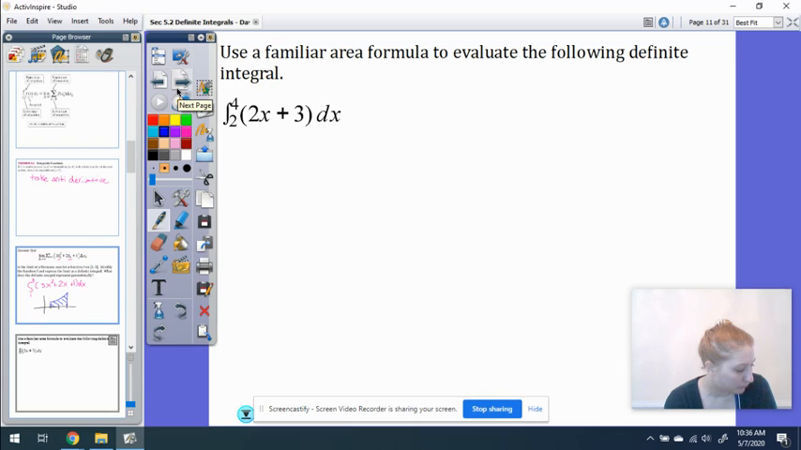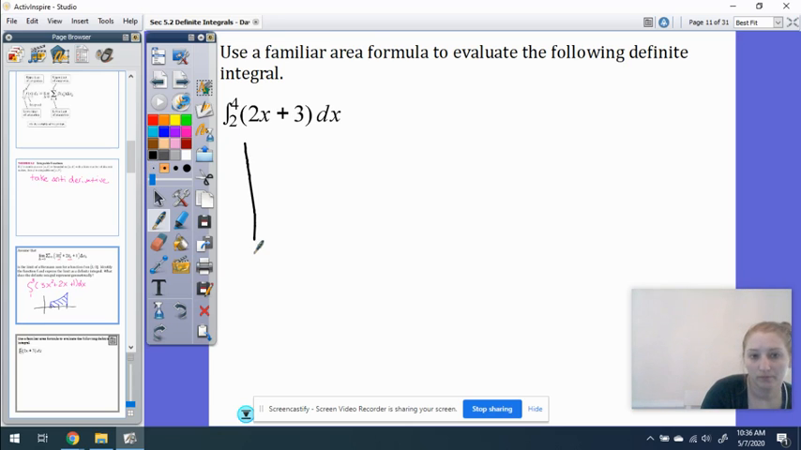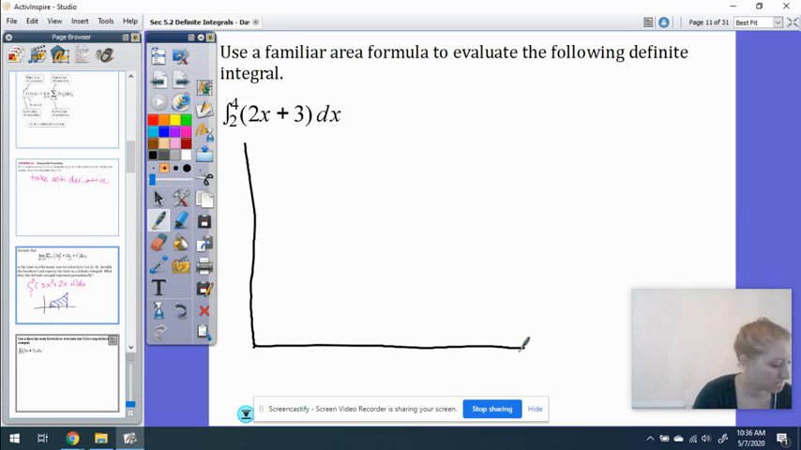Okay. So in this case, first we're going to make a graph. So we are going from 2 to 4. So 1, 2, 3, 4. And how high do I need this graph?